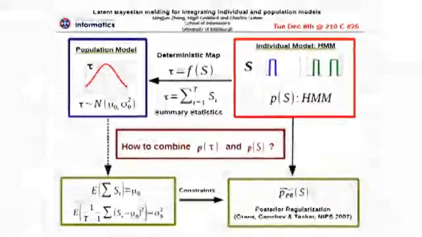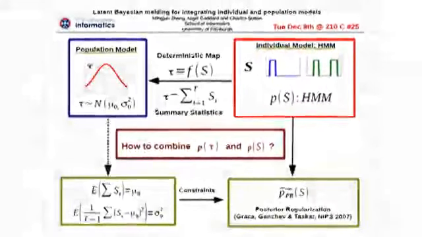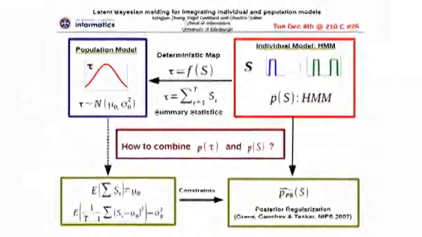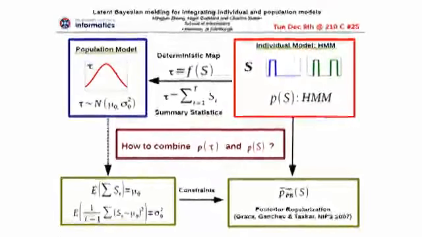I'm Mingjun Zhong. I'm working with Nigel Goddard and Charles Sutton. We propose a new method called latent Bayes melding to combine two different models where the variables of the models are connected by a deterministic function.